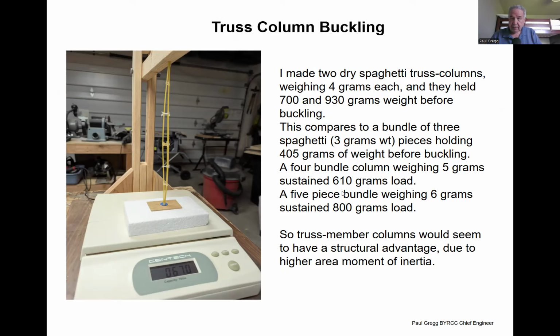So the three column truss here held maybe 800 grams. A four bundle, which weighs more than the three bundle truss, just four bundled together, sustains 610 grams, and five pieces, which obviously weighs more than three pieces, sustained 800 grams. So just by separating these with little pieces like this and making this kind of a truss structure was better than bundling five pieces of spaghetti. I can do with three pieces of spaghetti basically what I was doing bundling five pieces of spaghetti.